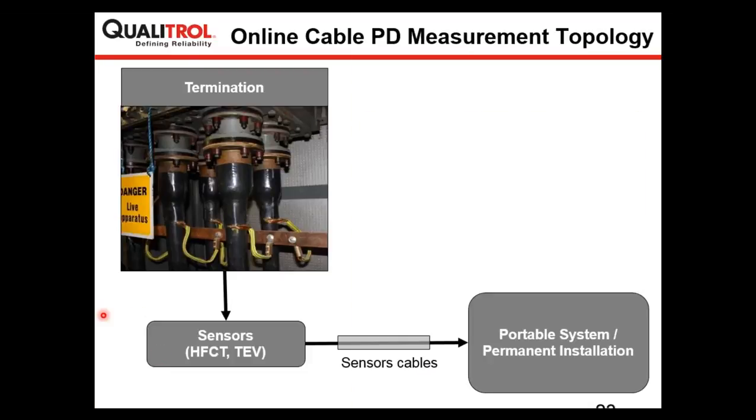So the methodology of performing online partial discharge measurement is that you need to access the cable earth shield, and you can place the sensors over the cable earth or near the cable termination. These sensors will be connected to the portable or the continuous monitoring solution with the help of sensor cables, and these systems can monitor partial discharges regularly or continuously.